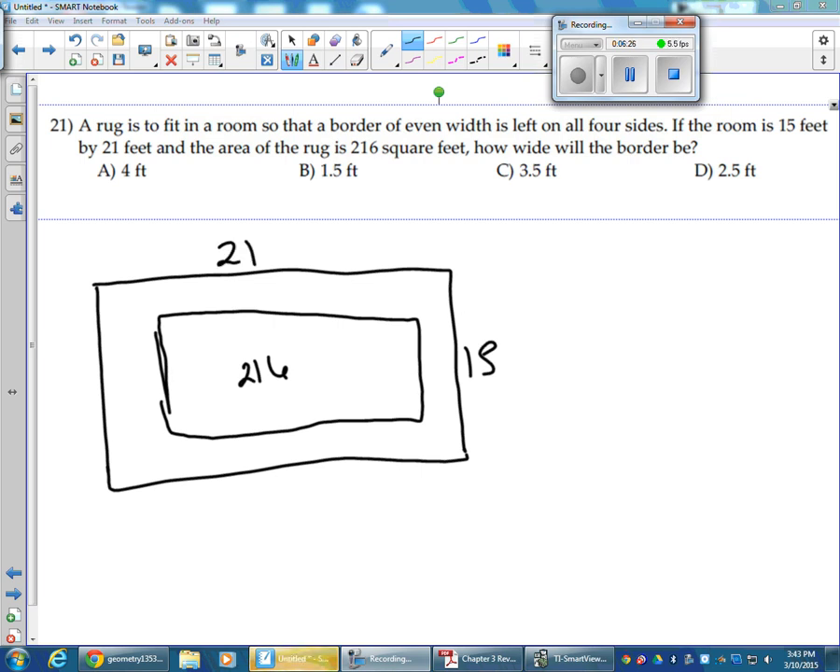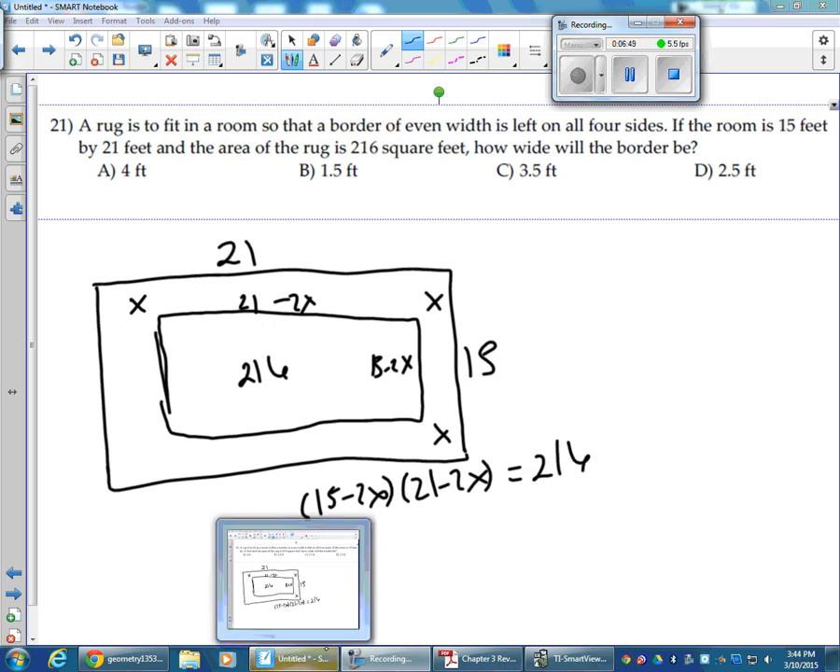So this border is going to have a length of x, which means this part of the rug would be 15 minus 2x. And this part of the rug, if this is x and this is x, would be 21 minus 2x. So the area of the rug would be 15 minus 2x times 21 minus 2x would equal 216. So then you would want to distribute and combine your like terms.